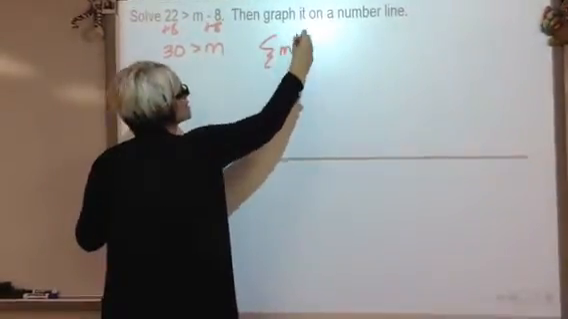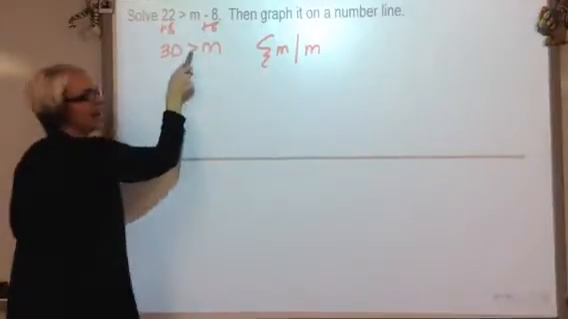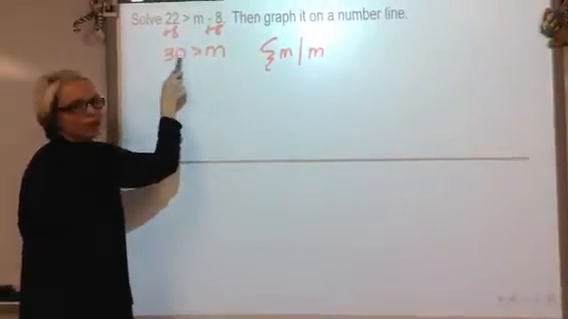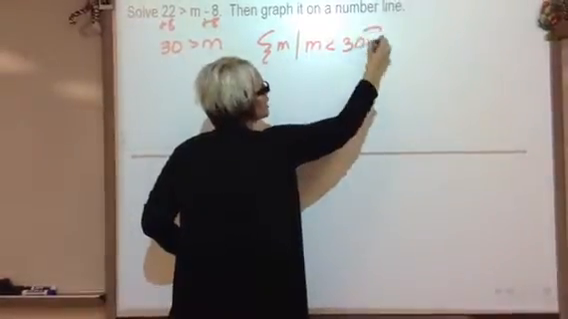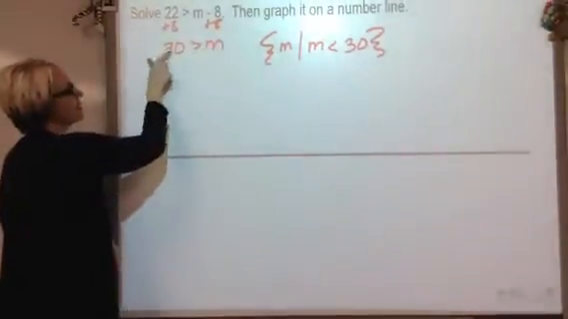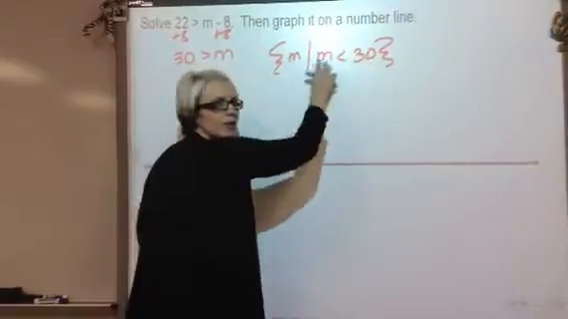So it's m such that m is, look what the alligator's eating. The alligator's eating the 30. So we flip this symbol. m is less than 30. And we just want to make sure, is m less than 30 over here? Yep, and it's the same over here.